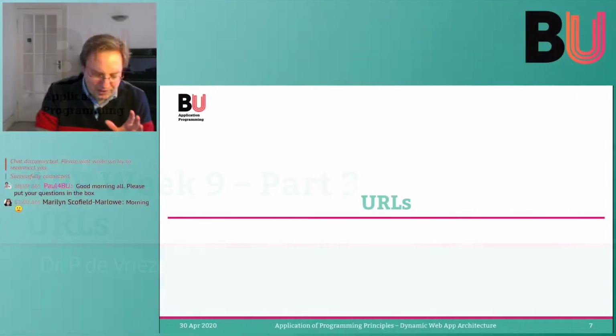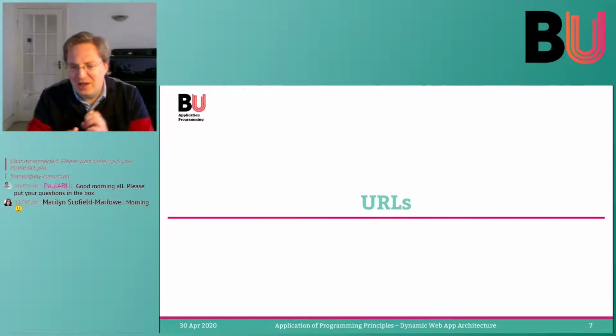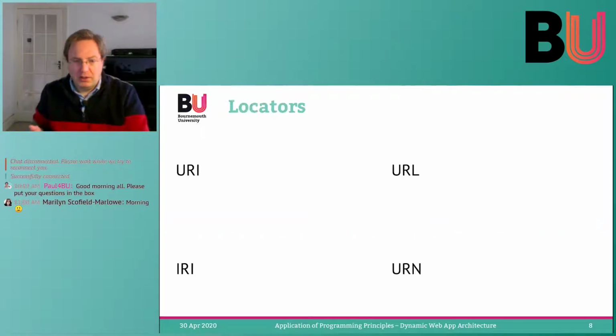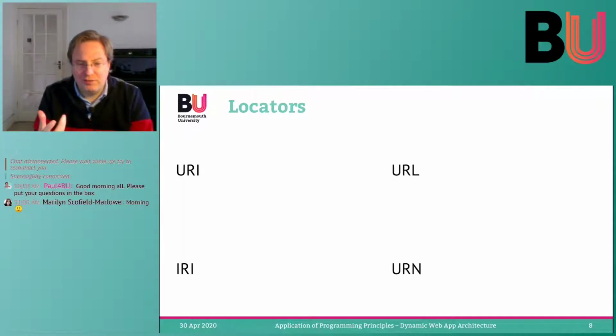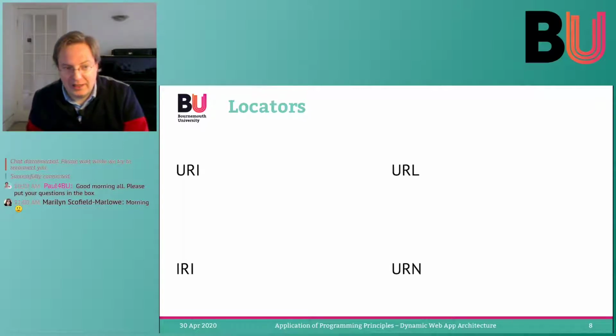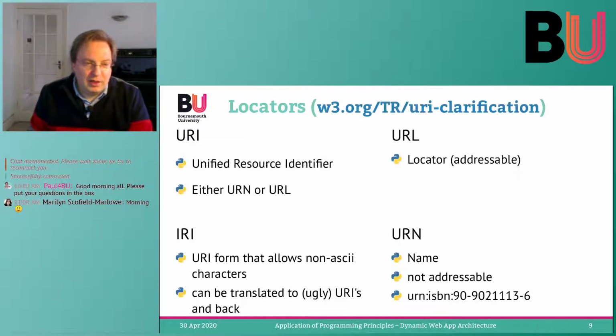How do URLs work and how do these resource locators work? Because we have a resource that has a location. That is basically how do you get it. So when we look at resource locators in web parlance, there are actually 4 kinds. There is the URI, the URL, IRI, and the URN. So how do these work?